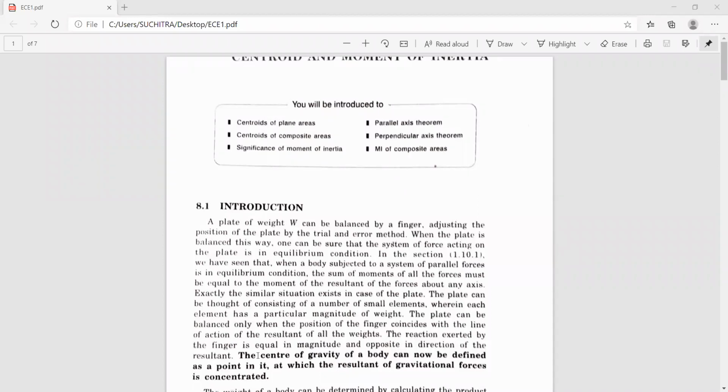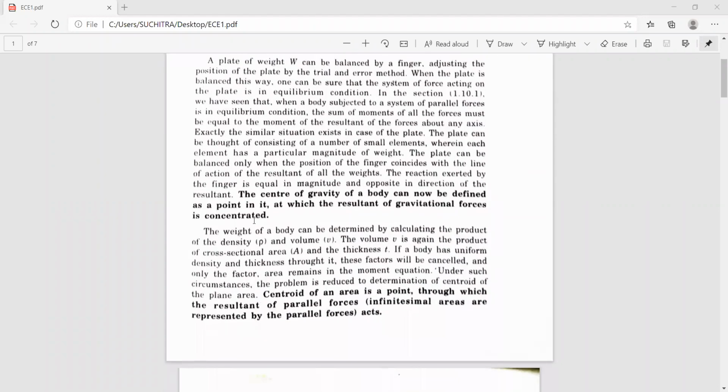That means the center of gravity of a body can now be defined as the point in it at which the resultant of gravitational force is concentrated. So there is a difference between center of gravity and centroid. Now, we know that the weight of a body can be determined by calculating the product of the density.